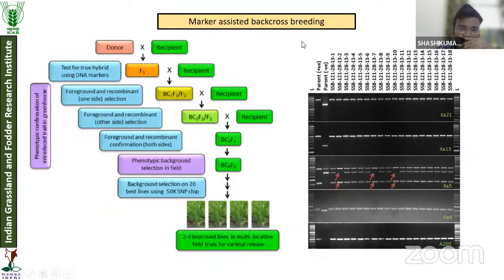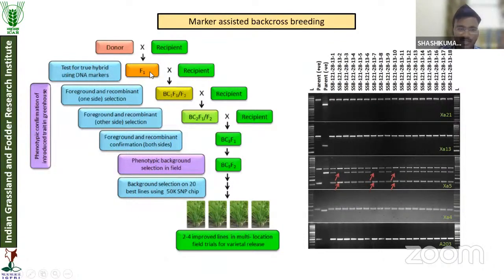or through marker assisted backcross breeding. This is a simple technique of marker assisted backcross breeding. Here the donor parent is there, and the recipient parent is there. You have a polymorphic marker for foreground selection. Foreground selection is nothing but selecting for the trait of interest. Here you see Xa13 is the resistance gene for bacterial blight. This is P1, maybe the resistant parent, and this is the susceptible parent. Using these markers, you look at the progenies and identify the plants which are positive for Xa13. This is called foreground selection.